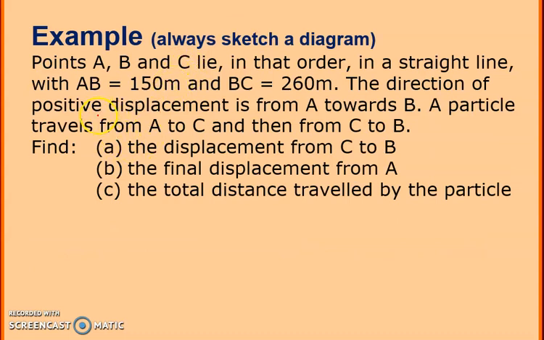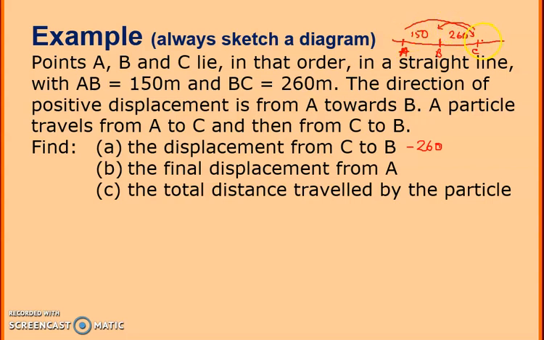So bearing that in mind, I've hinted here, it's always useful to draw a sketch. Points A, B and C lie in that order, so I'm tempted to draw a little picture at the top, but I don't have much room here. Oh, that looks like I'm on a hill. That was A, then B, then C. AB is 150 meters. BC is 260. The direction of positive values is from A to B. It travels from A to C, and then from C back again to B. So what's my displacement from C to B? Well, I'm going 260 to the left. I reckon that's -260.